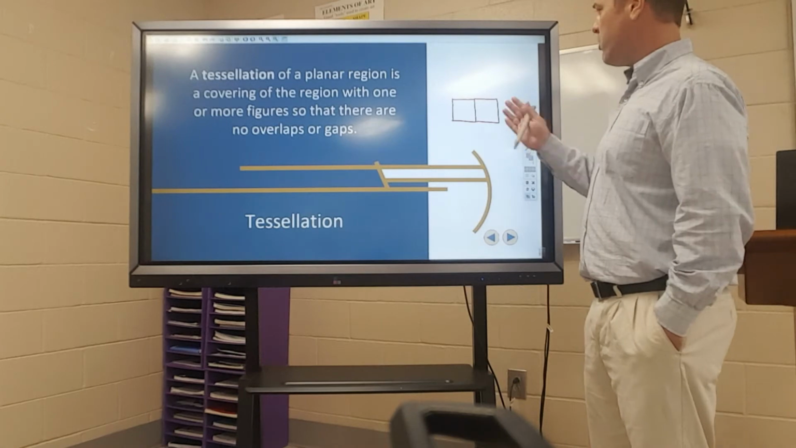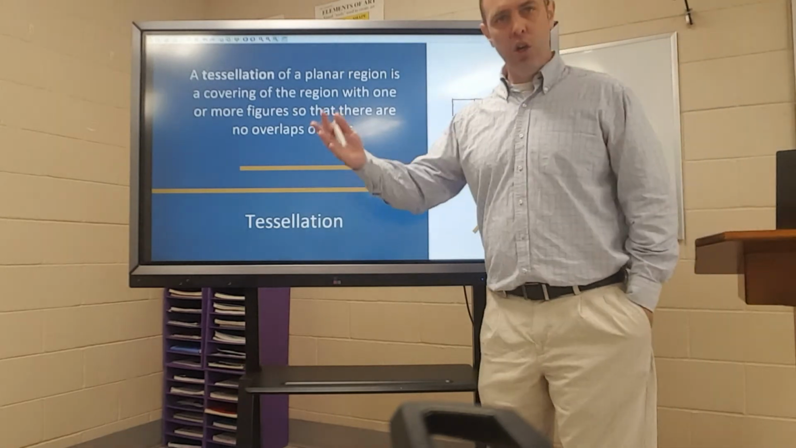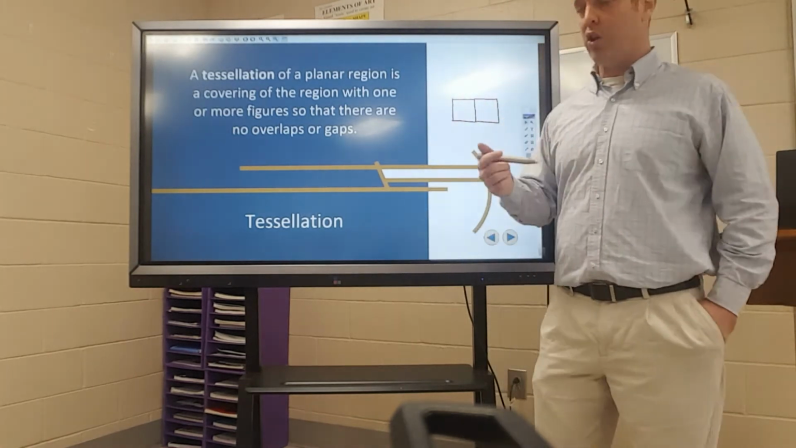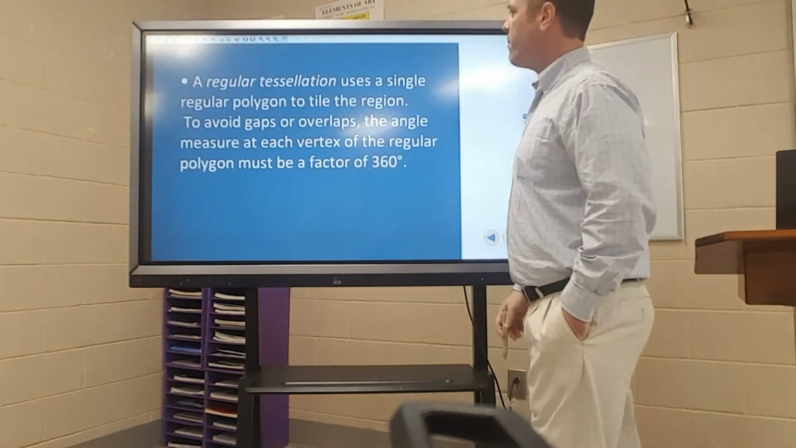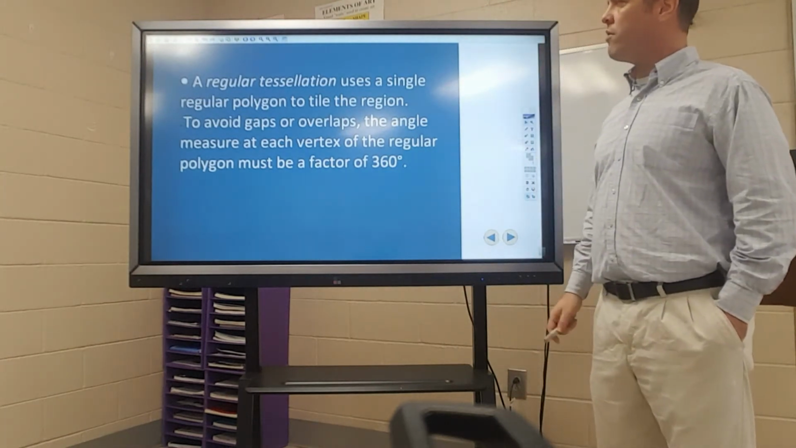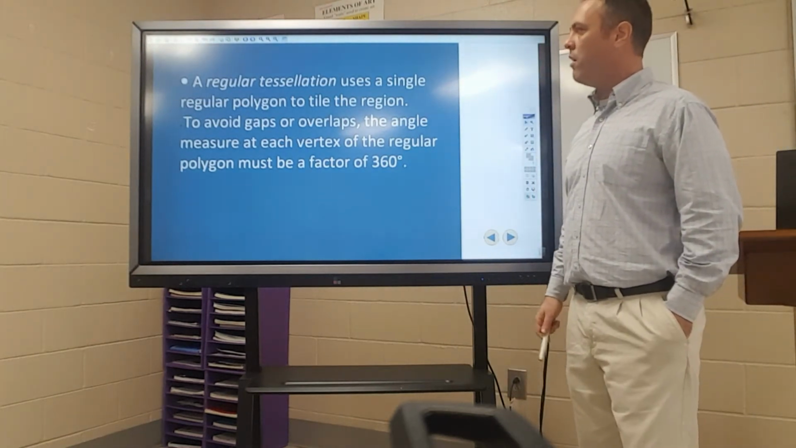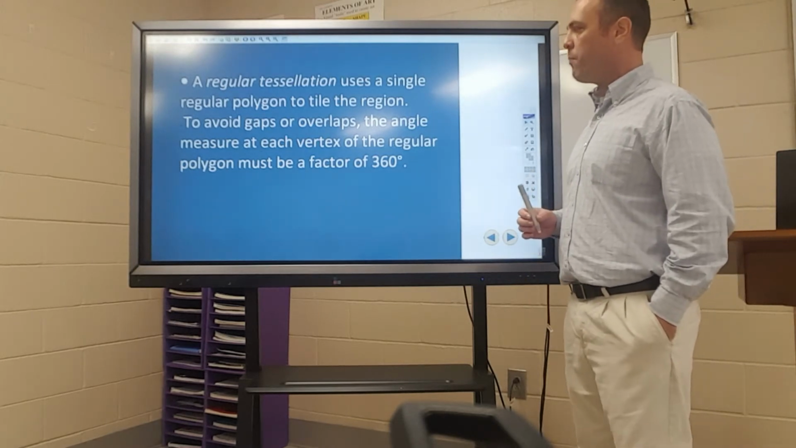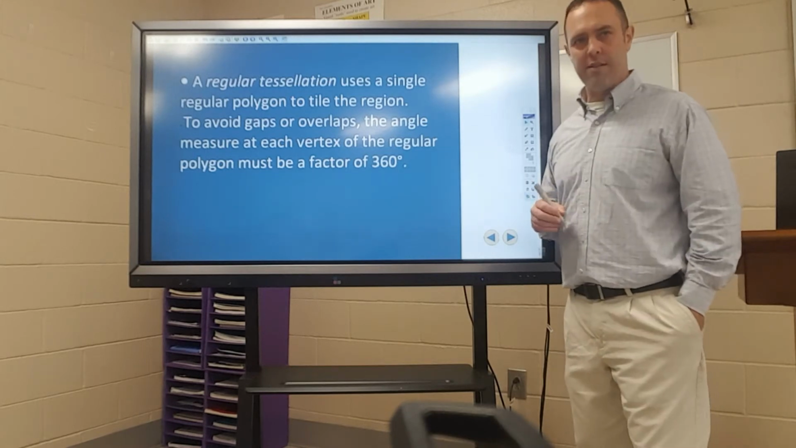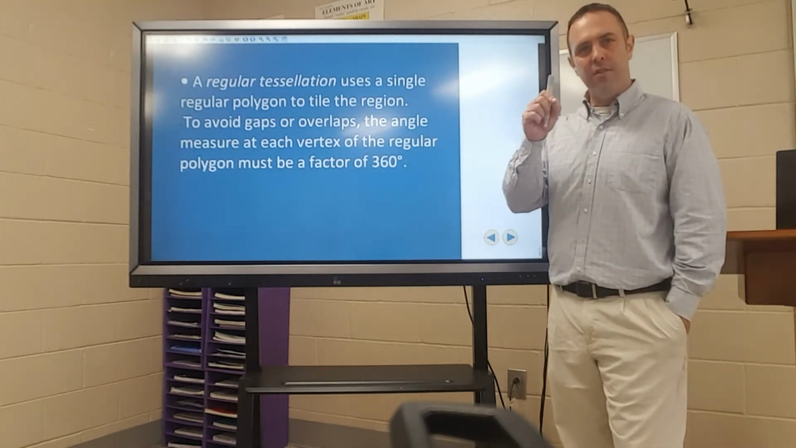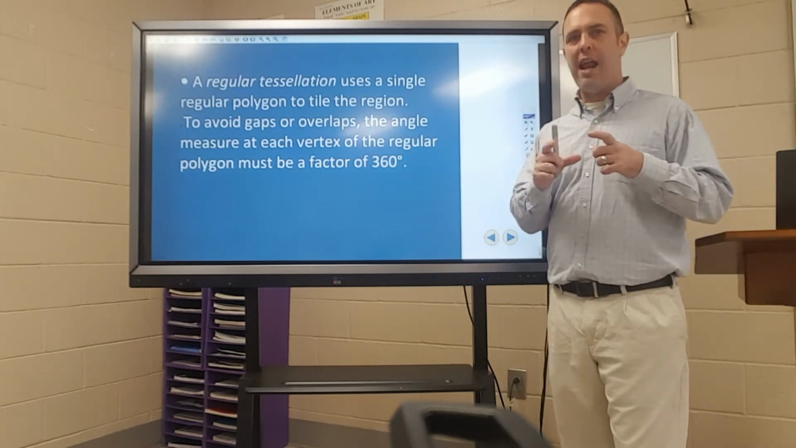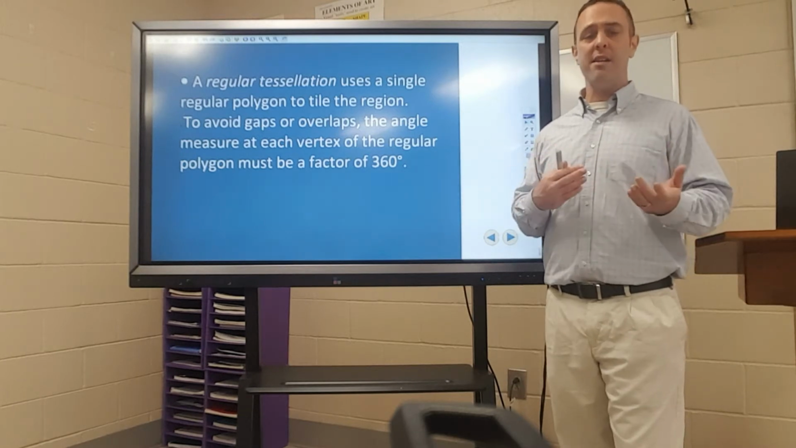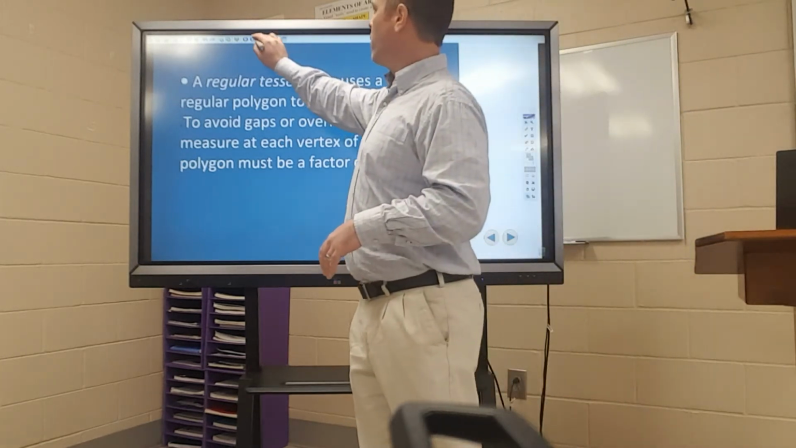All right, so that's what a tessellation is. Like we said, squares, rectangles tessellate, triangles tessellate, hexagons tessellate, but there are some shapes that don't tessellate, so we're going to look at those. A regular tessellation uses a single regular polygon to tile the region. To avoid gaps or overlaps, the angle measure at each vertex of the regular polygon must be a factor of 360. So what we're going to do is find the individual interior angles and see if that angle is divisible by 360. If it is, it will tessellate. If it isn't, it won't tessellate. So we're going to work that out.